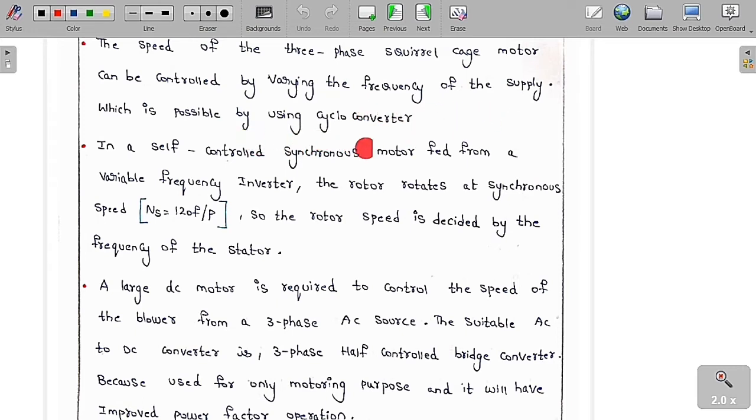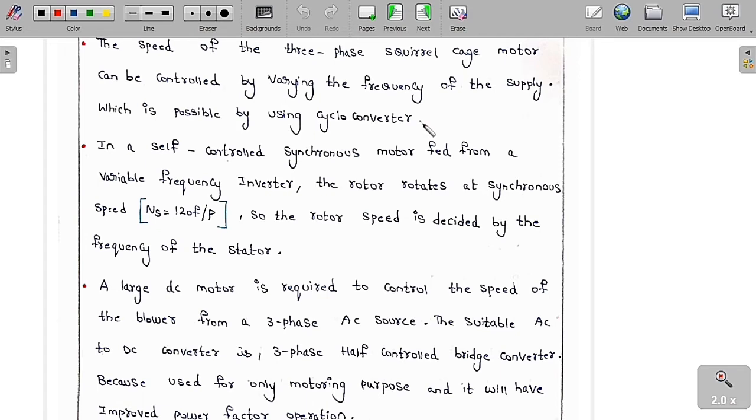The speed of the three-phase squirrel cage motor can be controlled by varying the frequency of the supply. It is possible by using a cycloconverter. I have already told you, a cycloconverter converts a fixed AC to variable AC. So variable AC means variable voltage AC and variable frequency.